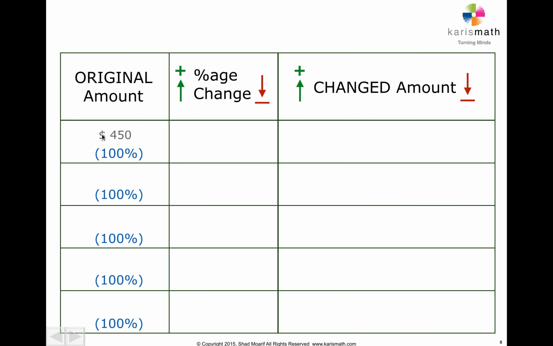Okay, so let's start with this. $450 was the original amount, and what does that mean? You're going to increase this by 35%, which means if you had 100%, 100% would now become 135% of what it was. So 100% becomes 135% of what it was. It was $450, so 135% times, or 1.35 times 450, and there's your answer. Okay, great. Try the next one.